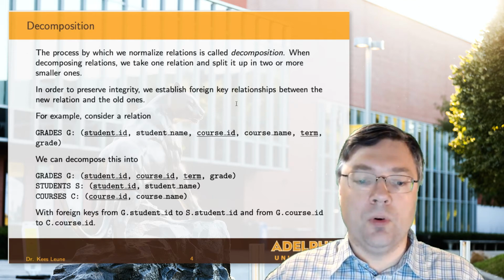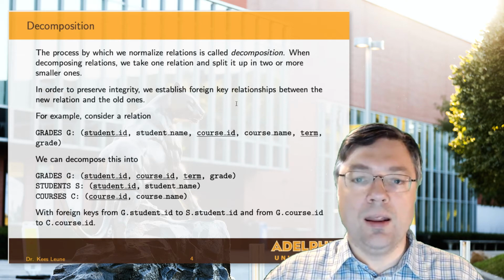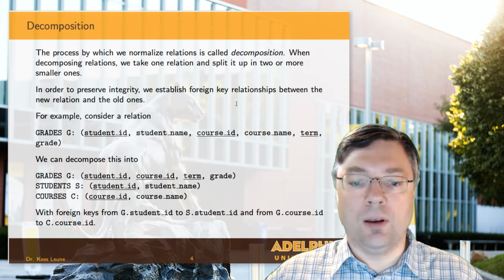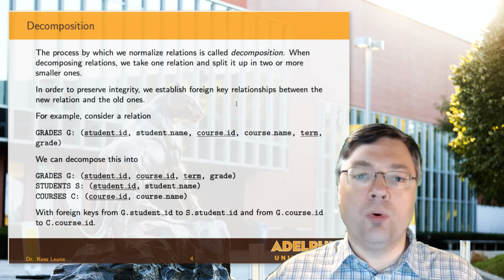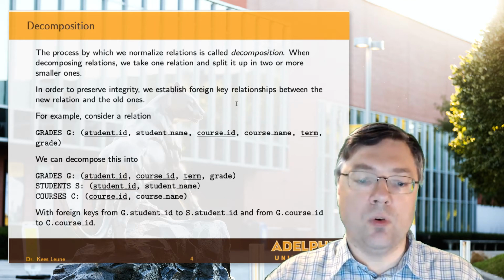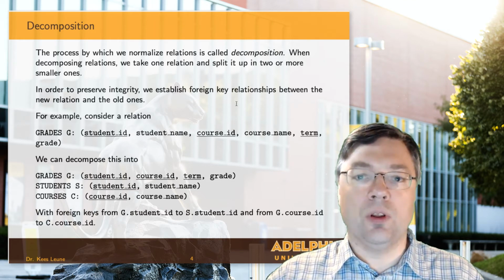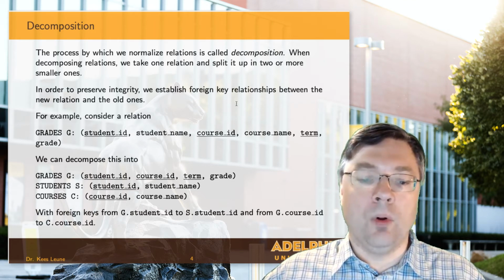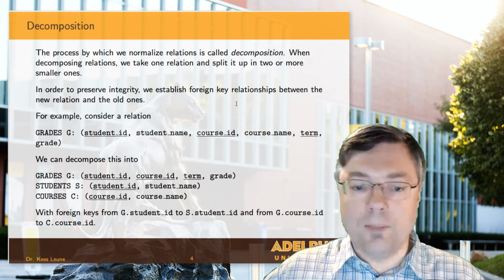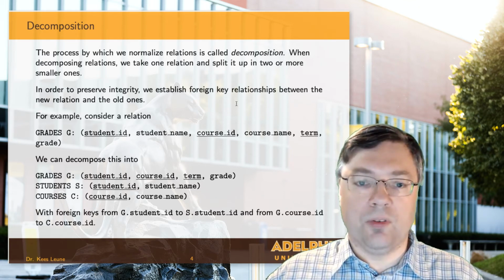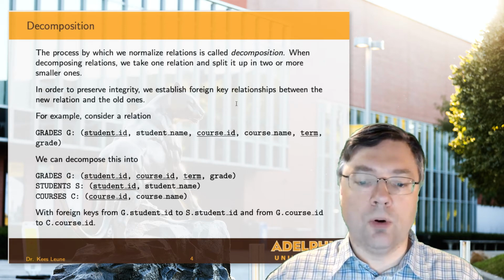For example, we could create a table called grades where we just say this student ID, that course ID, and that term, they got a grade. And then we'll create two supporting tables, one with students and one with courses, to keep the details about the student and the courses. Of course, if I would stop there, I would have lost information. I have not decomposed properly.